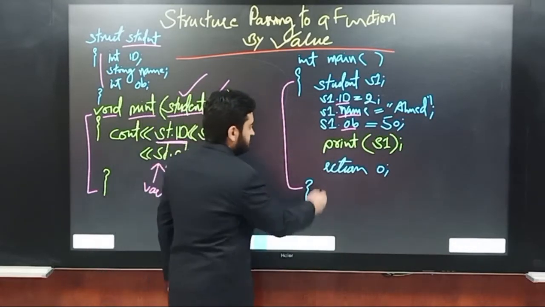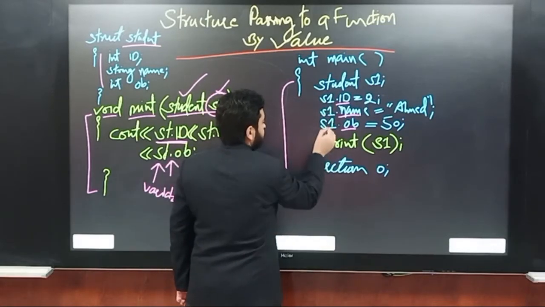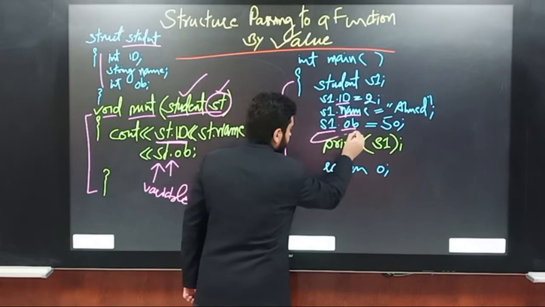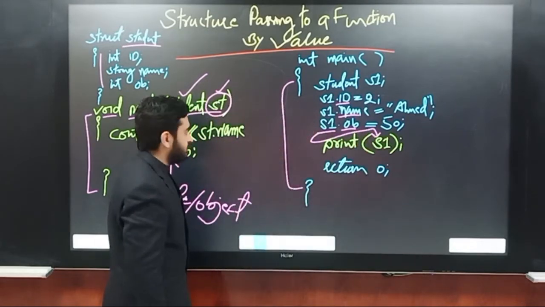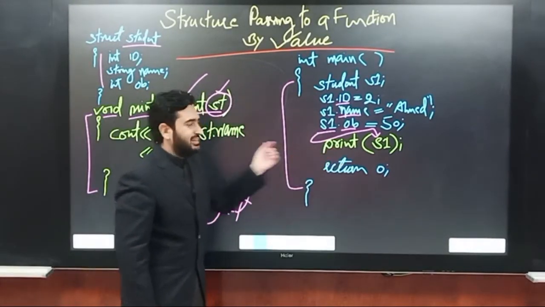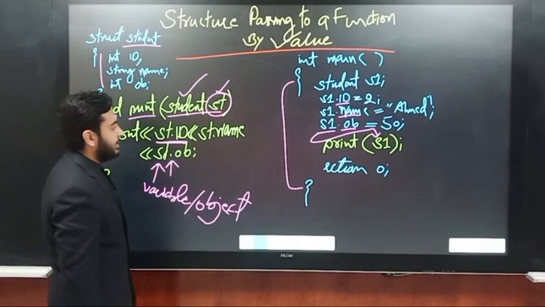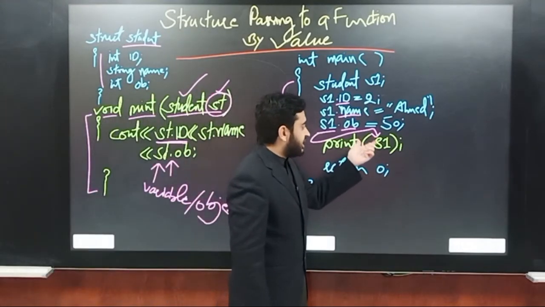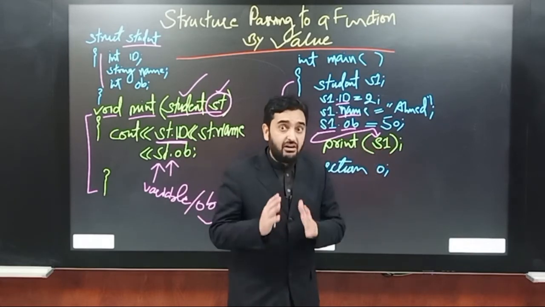And then here you can see we are passing this one object into the print function. This is the user-defined print function. It returns nothing, as we have defined void in the return type. So it will just print out the values in s1.